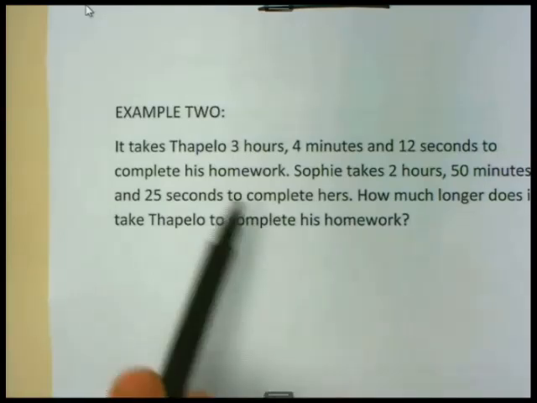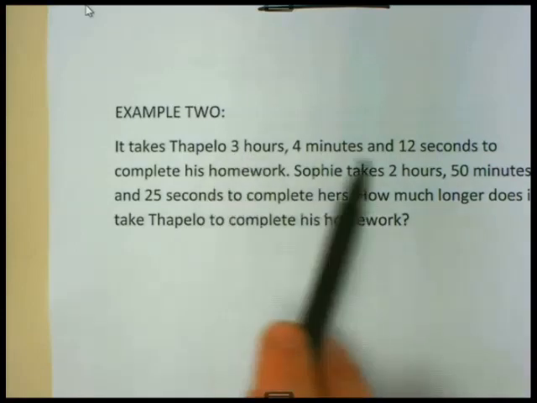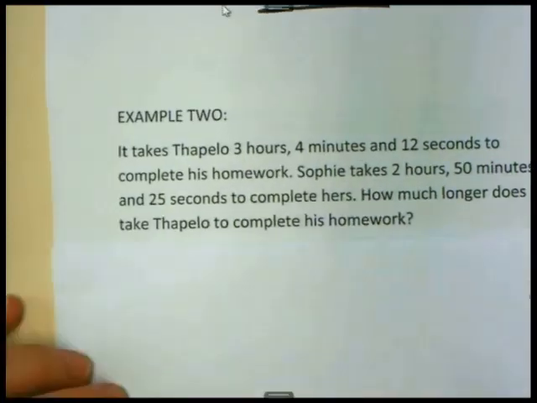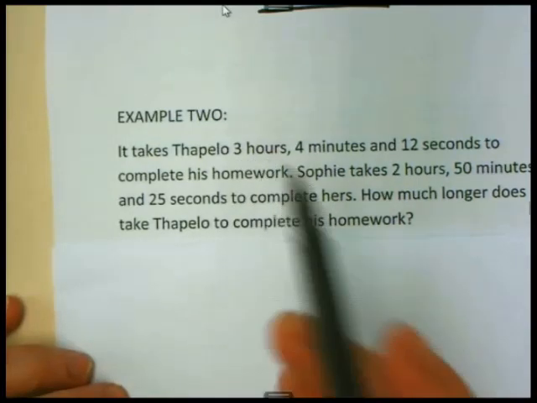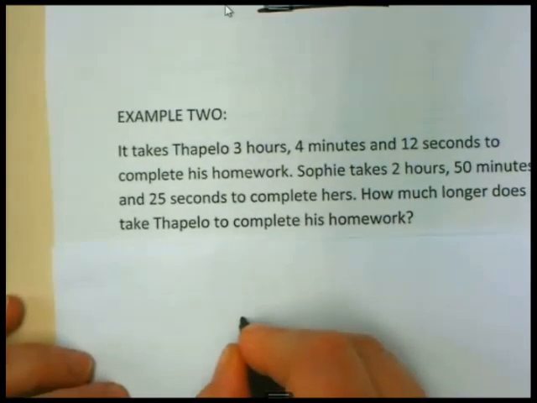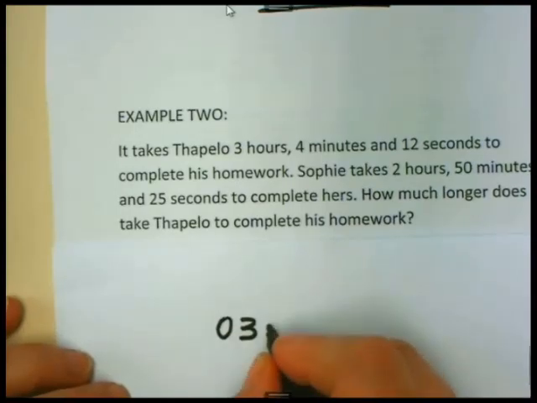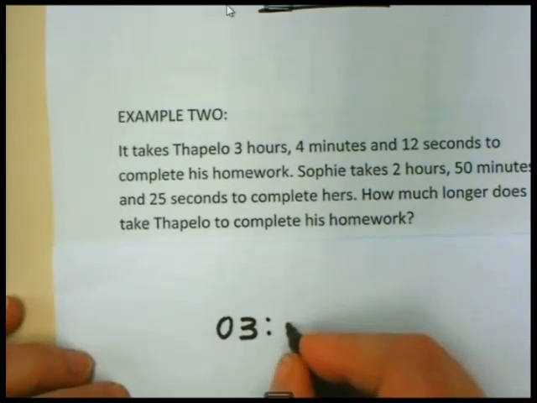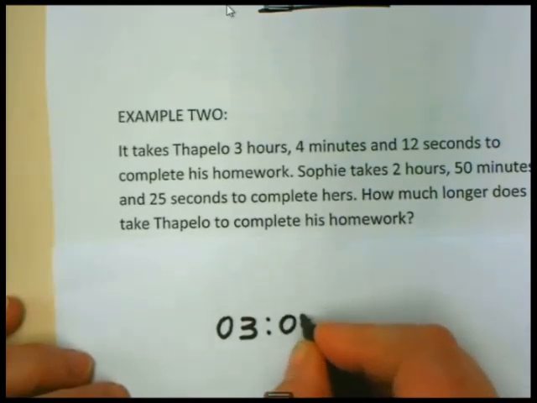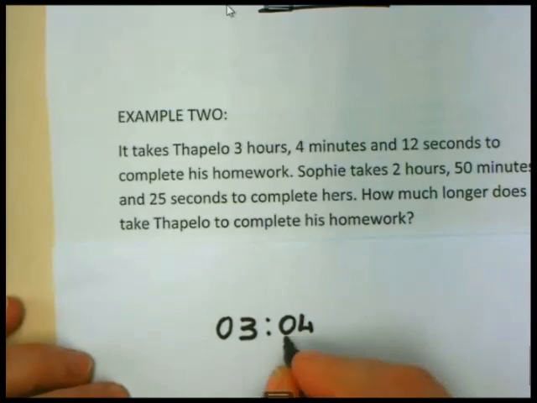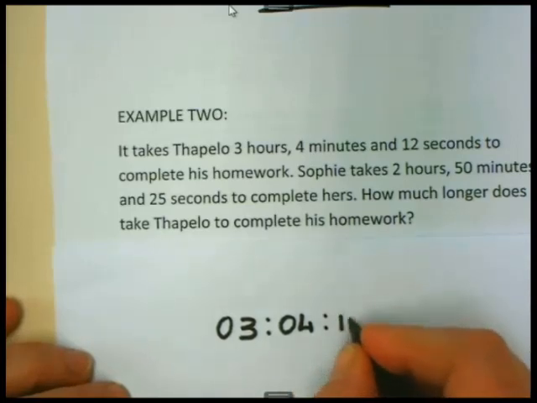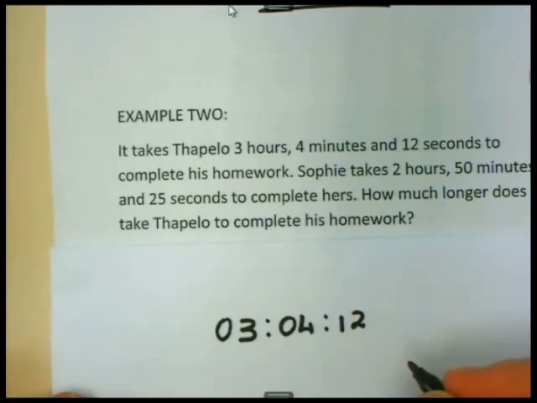If you compare, you will see that Tapelo takes 3 hours, Sophie 2 hours. Let us take the longer time and write it first. We're going to first write the 3 hours, and remember we always use 2 digits when we write. So when we write the 4 minutes, we are not going to write just a 4, we're going to write 04. This 0 doesn't have any value in this case, but it will make our calculations easier. And finally, 12 seconds.